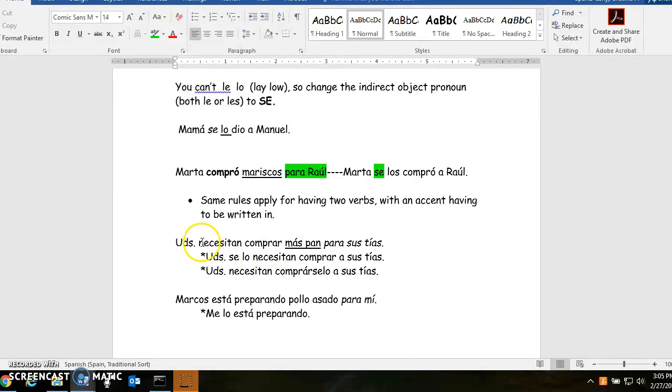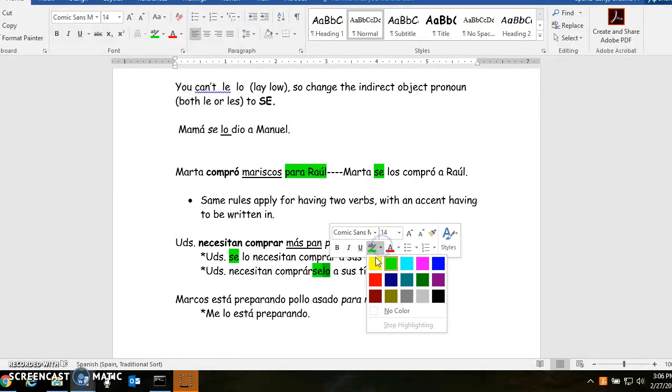Now, two verbs, two ways. Here's that sentence again. Ustedes necesitan comprar más pan para sus tías. Más pan goes to lo. Para sus tías goes to les, but then it has to go to se. Put it in front first. Ustedes se lo necesitan comprar. And now we're going to attach it. Ustedes necesitan comprárselo. So I'm going to make them both green so that you see them there. One is the direct and the other one is the indirect.